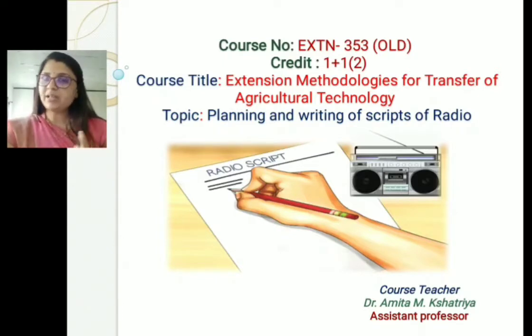You know very well there are different kinds of extension teaching methods we learned in the theory class. There is the individual contact method, group contact method and mass contact method. Radio is an example of the mass contact method. Mass means what? People. So it reaches more people within a short time limit. That is one of the advantages of radio.